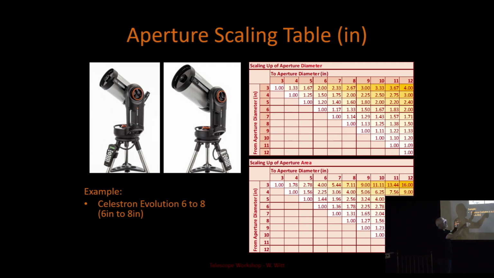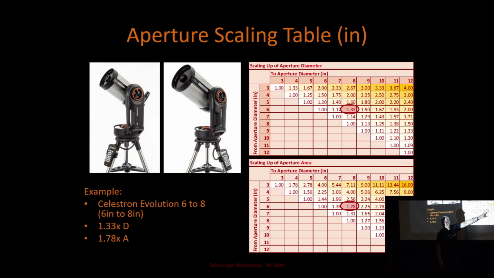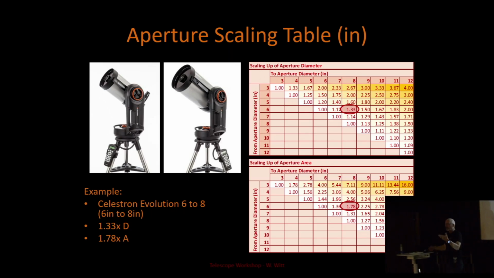Up here is a lot of numbers, I know, but we're going to just pick out what we care about. If we're scaling up the aperture diameter, we're going to scale it from 6 to 8. So the aperture diameter is increasing by a factor of 1.33. It doesn't sound like that much, 6 to 8 inches. But the area will actually scale by 1.78 from a 6-inch to an 8-inch. So it's almost 2x. It's getting close to twice as much light, even though we only added a couple inches of aperture diameter. Does that make sense?